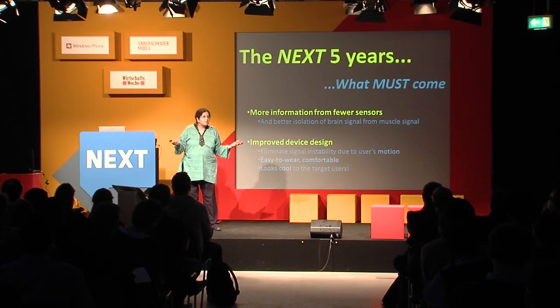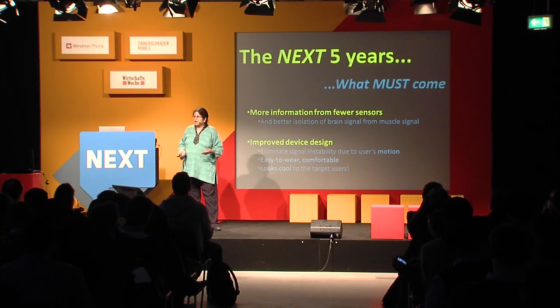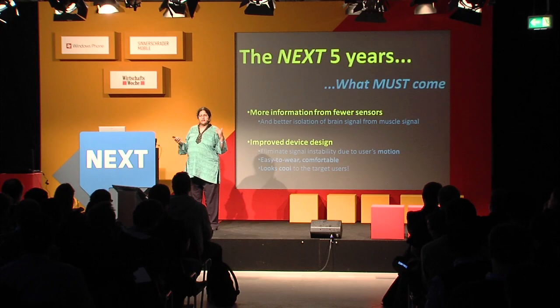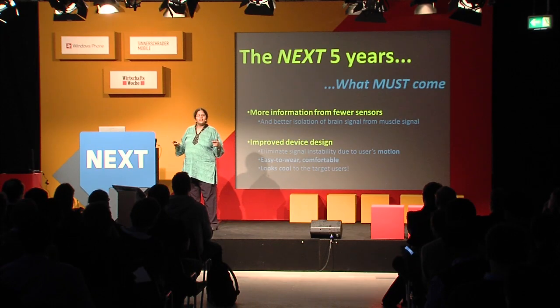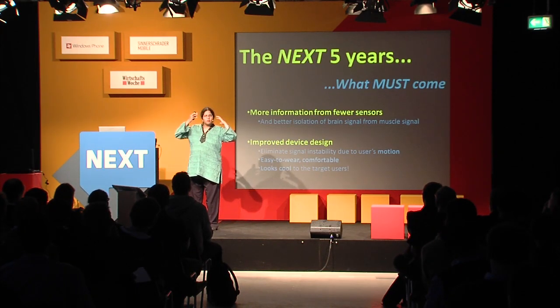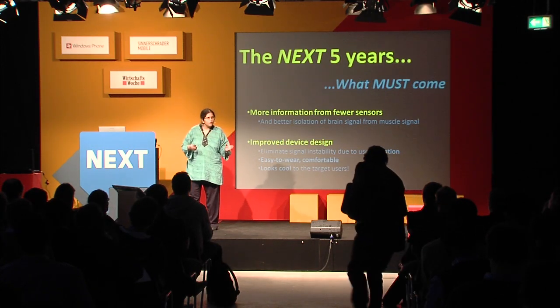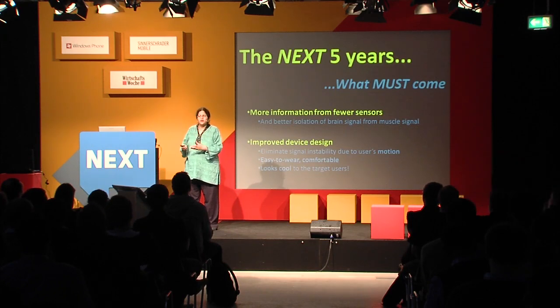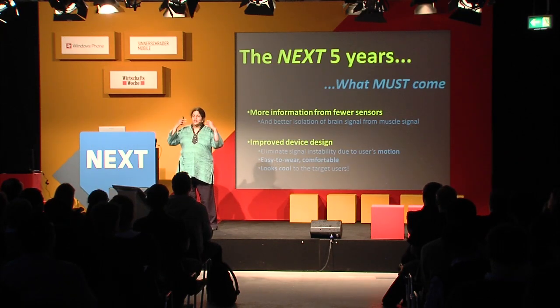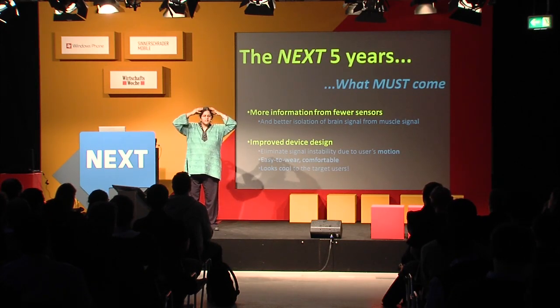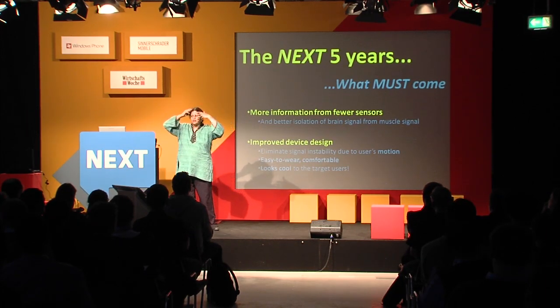So therefore, what must come in the next 5 years? We need to develop better mathematical methods, both to isolate the EEG signal better from the muscle signal, but more importantly, to extract more information about what's going on in our brain from fewer recording sensors. Why? Because when you have fewer recording sensors, you have fewer degrees of freedom to worry about when you're designing headgear. So that means you have a better chance of making headgear that stays very nicely with the head when the head moves, so that you get a more steady EEG signal.